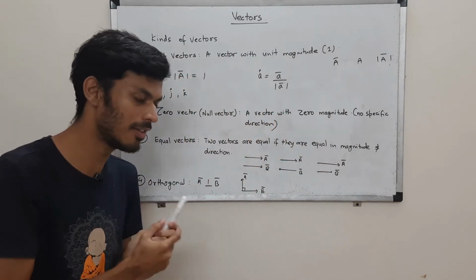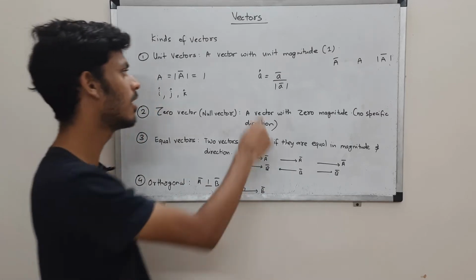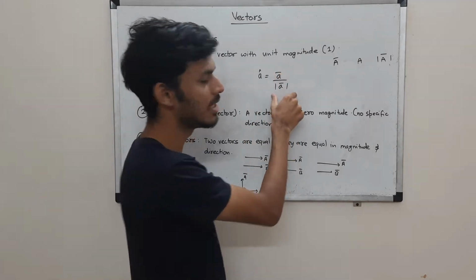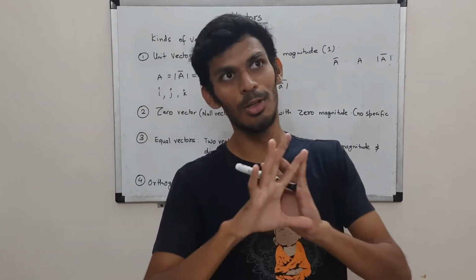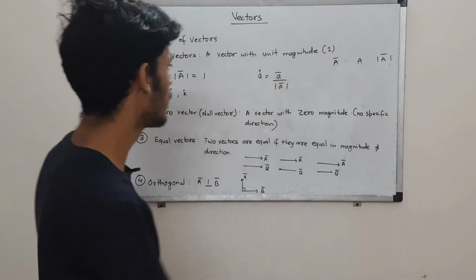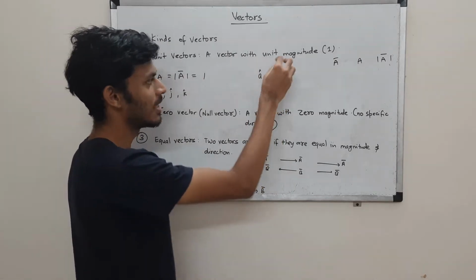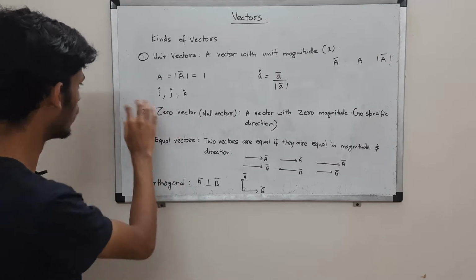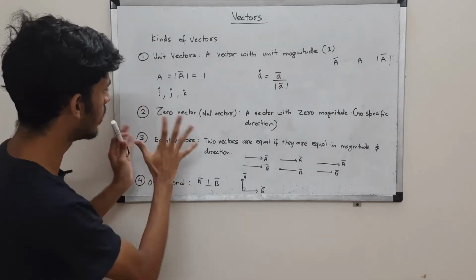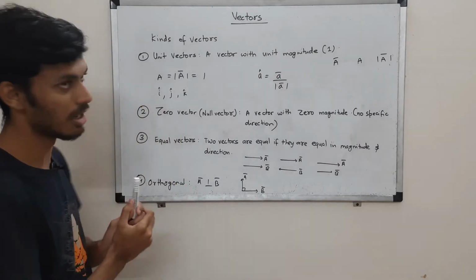So suppose you are given a vector and you want to find its unit vector, you'll basically divide that vector by its magnitude. For the time being, remember this formula, we'll use it at the end of this class. So the unit vector is given as the vector divided by its magnitude. Let's comment on the second type of vector, which is the zero vector.